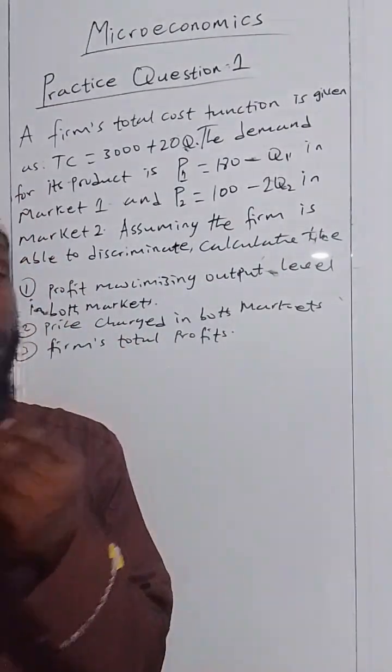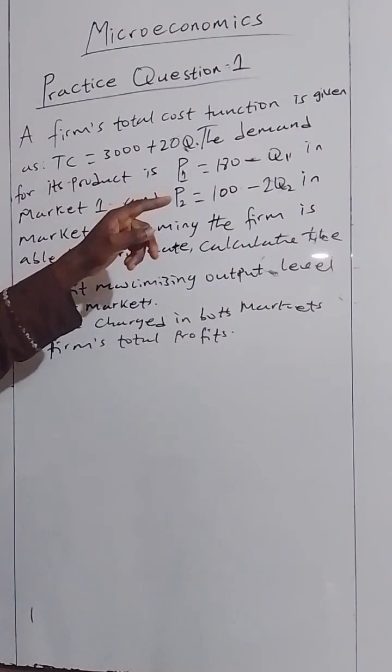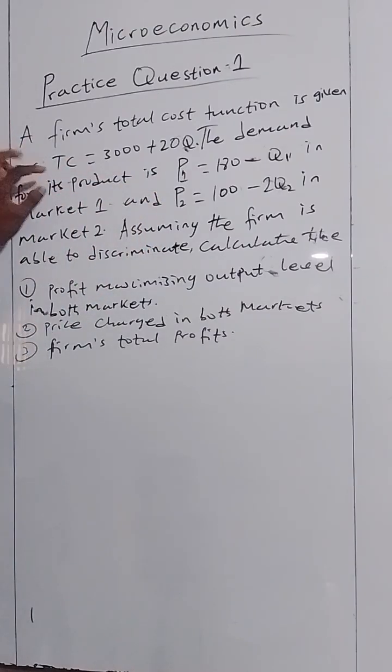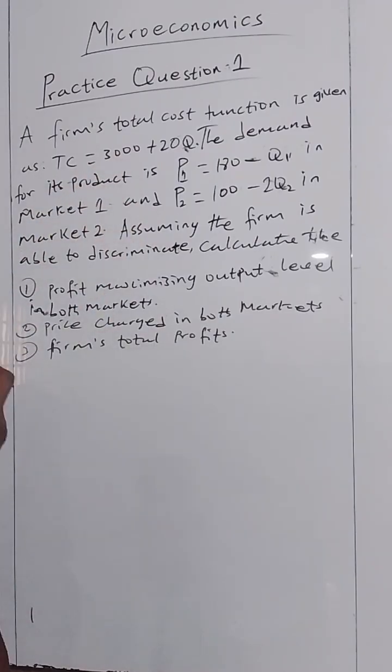Welcome to microeconomics class. In this class, I'll be solving this question on market structure. The question goes thus. A firm's total cost function is given as TC equals 3000 plus 20Q. The demand for its product is P1 equals 180 minus Q1 in market 1 and P2 equals 100 minus 2Q2.